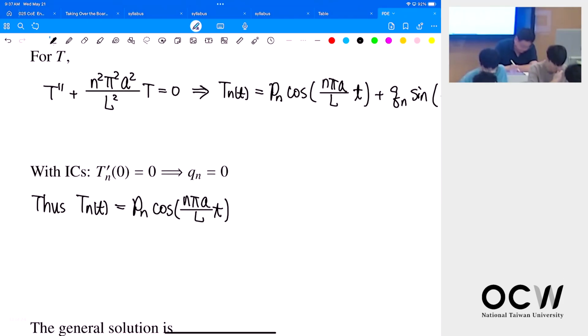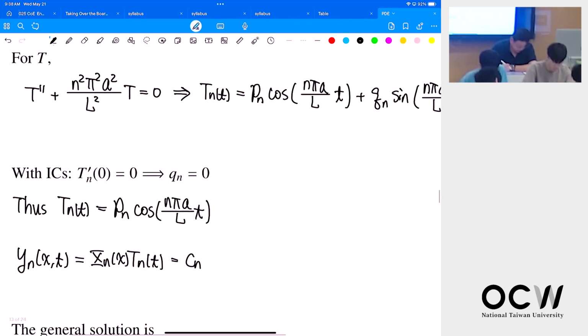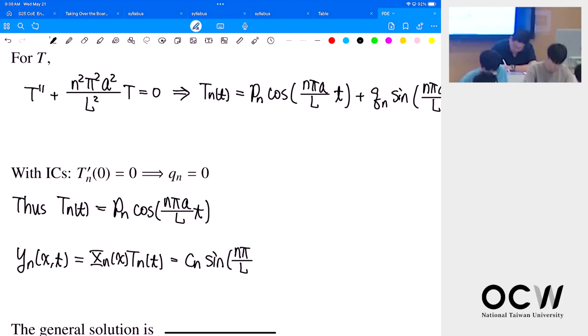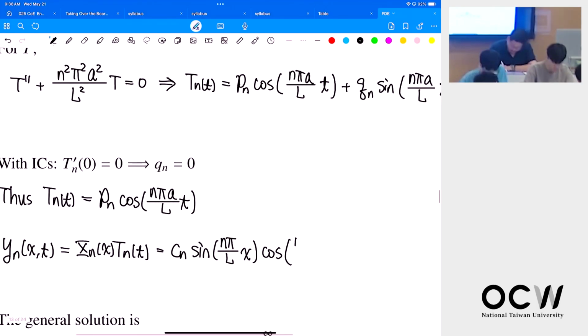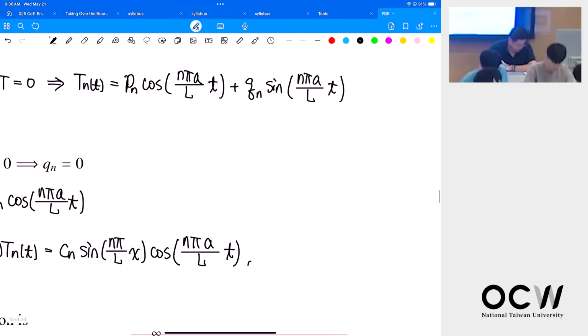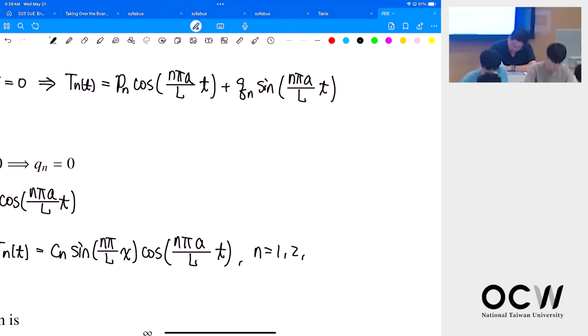So overall, your solution becomes Xn times Tn. So it should be Cn sine n pi over L x times cosine n pi a over L t. And your n is from 1 to infinity.